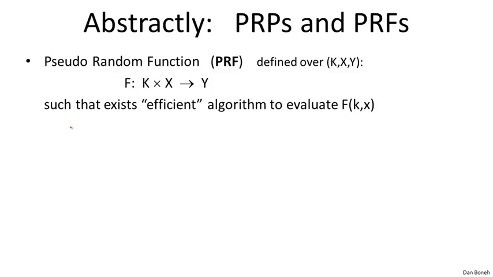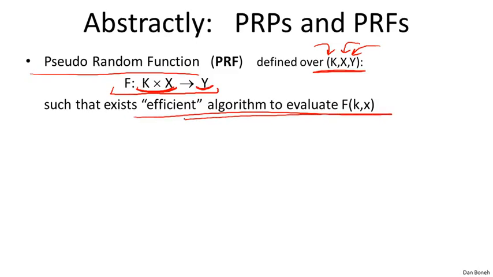An elegant abstraction of a block cipher is what's called a pseudorandom function and a pseudorandom permutation. So let me explain what these things are. A pseudorandom function is defined over a key space, an input space, and an output space. All it is, is a function that takes a key and an input and outputs some element in the output space. So it takes an element in K, an element in X, and outputs an element in Y. The only requirement, essentially, is that there's an efficient way to evaluate the function. For functions, we're not requiring that they be invertible.